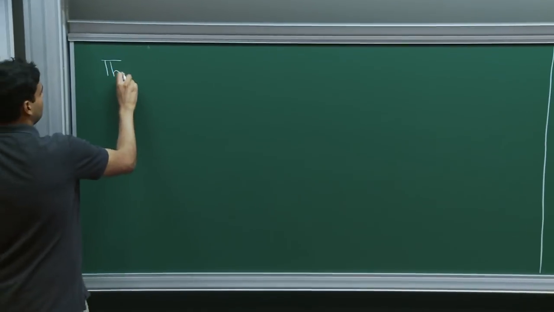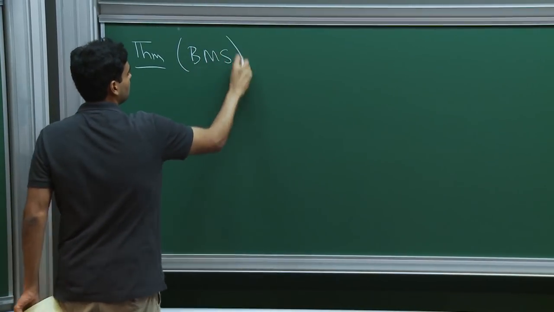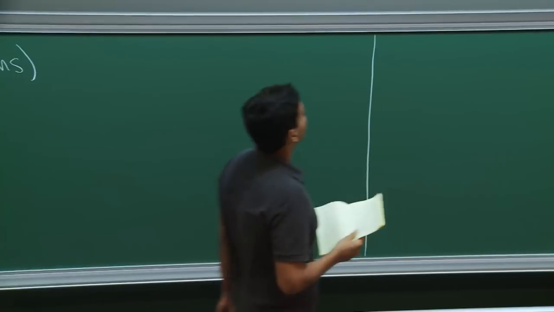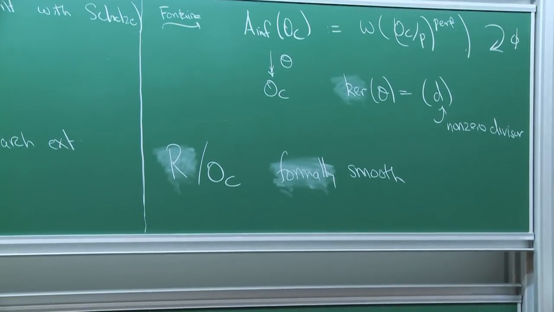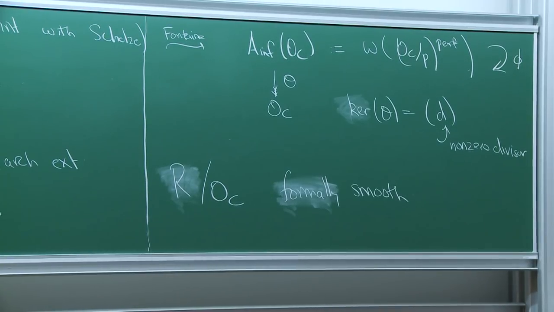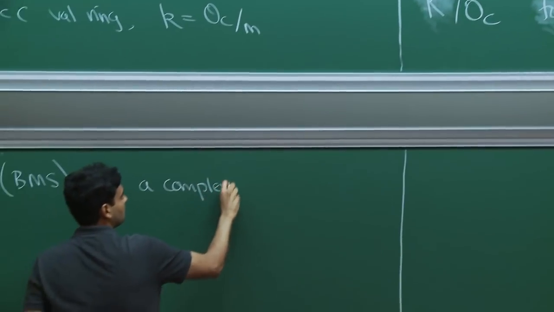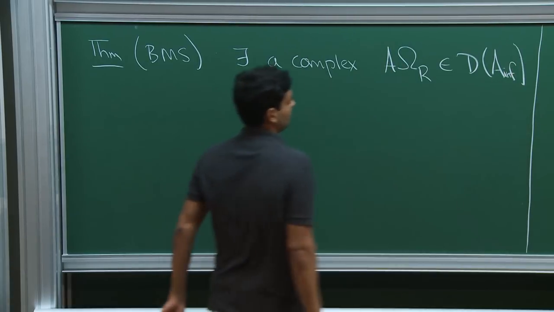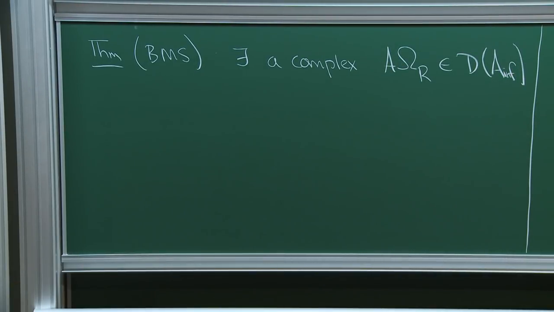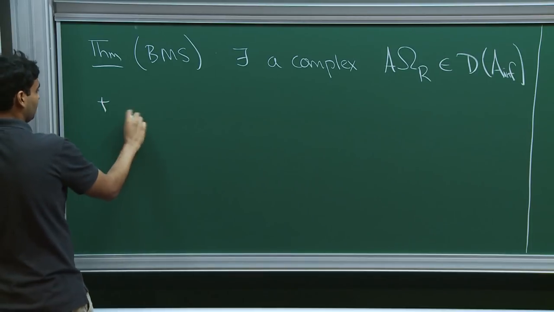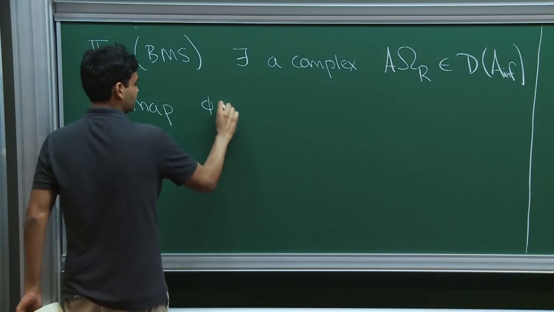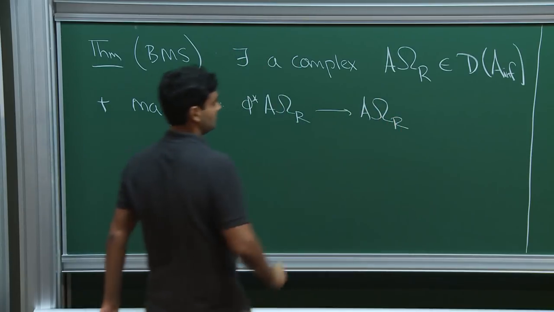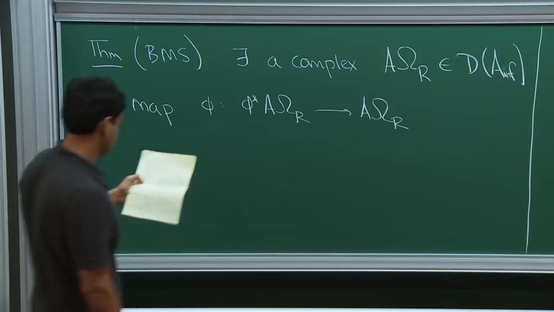And then the theorem is the following. In this context, we can define a cohomology theory attached to this algebra R, which has certain nice relations to de Rham cohomology and étale cohomology. So there exists a complex AΩ_R of A_inf modules with some completeness, so it has to be (p,d)-adequately complete, plus a map, which is the Frobenius map from the complex to itself, satisfying the following two properties.